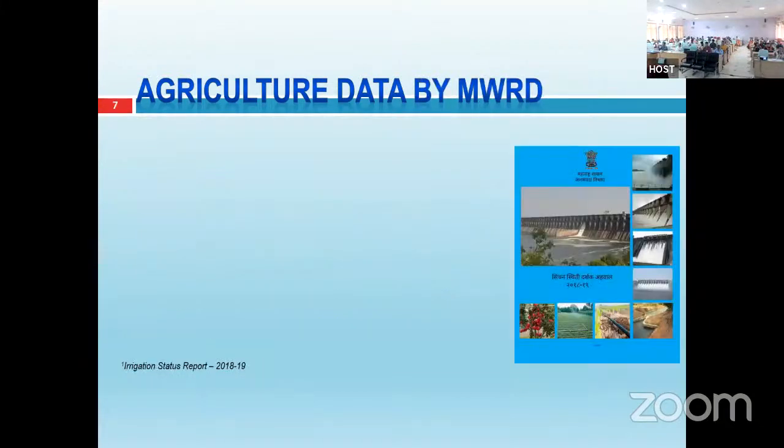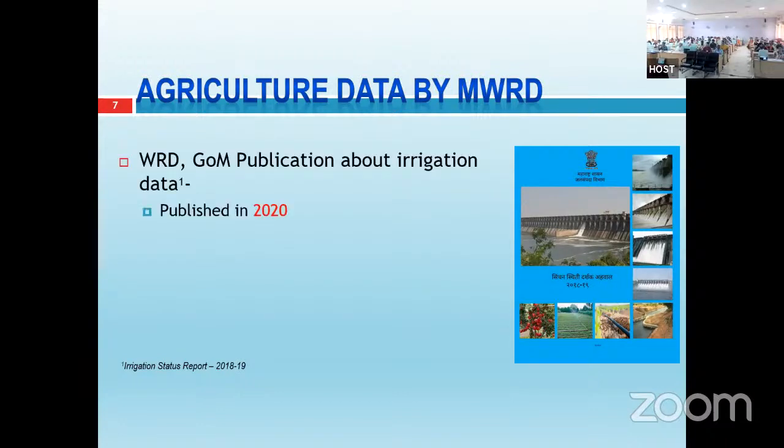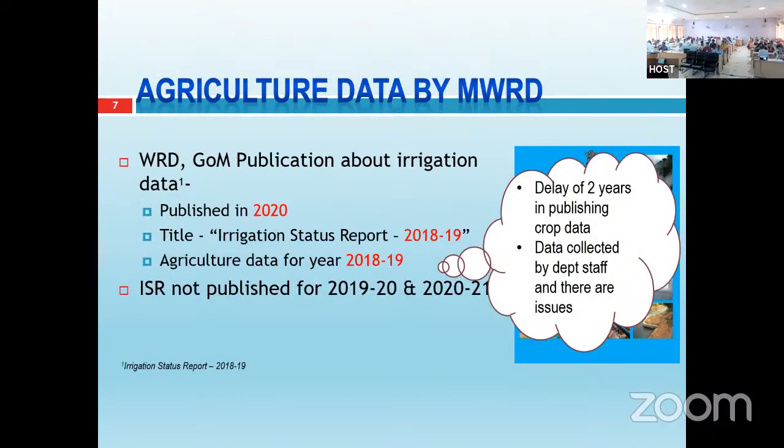So that was the agriculture, and then the NWRD, which is the Water Resource Department, also in Marathi, will have the same issues of lag. Okay, so 2000 published, 2020 published, data is 2018-19, 2 years of lag, and the data is collected by department staff without any sample procedures. There are no big procedures that are put in.